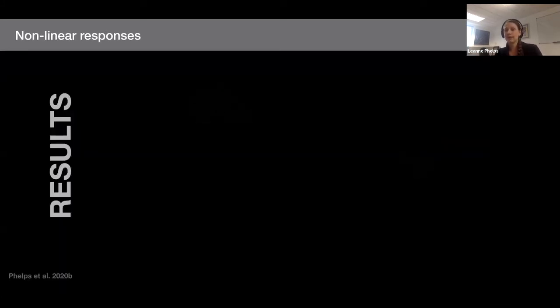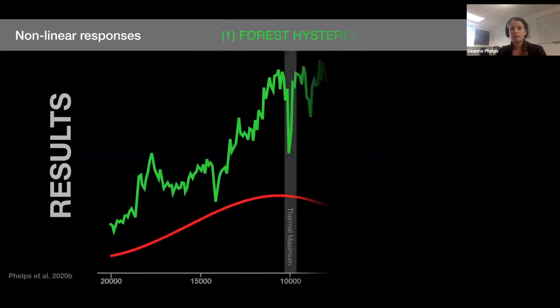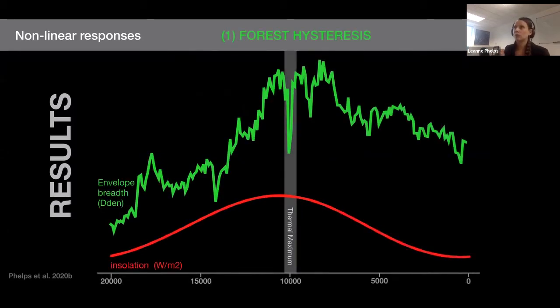So when we quantified changes in these climatic envelopes, we found three main nonlinear responses to insolation change. So, nonlinear responses to the general climate forcing. The first one was that we observed a forest hysteresis. And what we mean by this is that as insolation was increasing from 20,000 to 10,000 years ago, we had an expansion of forest associated with that. As insolation decreased, we had a much slower contraction of forest on the other side.